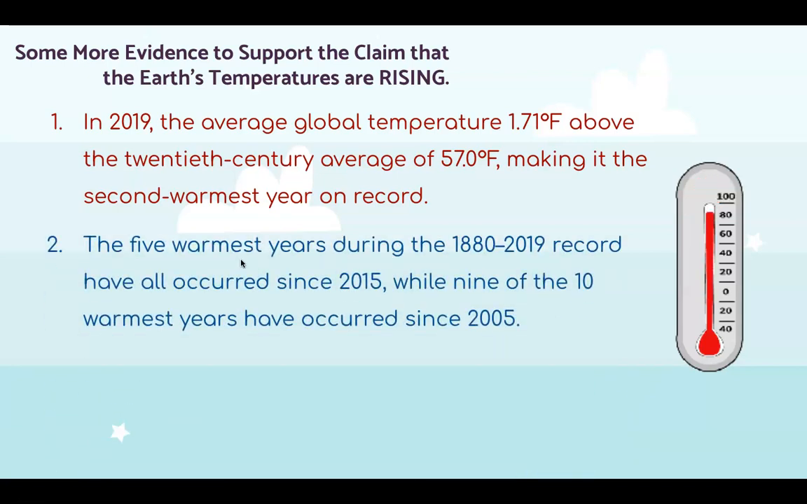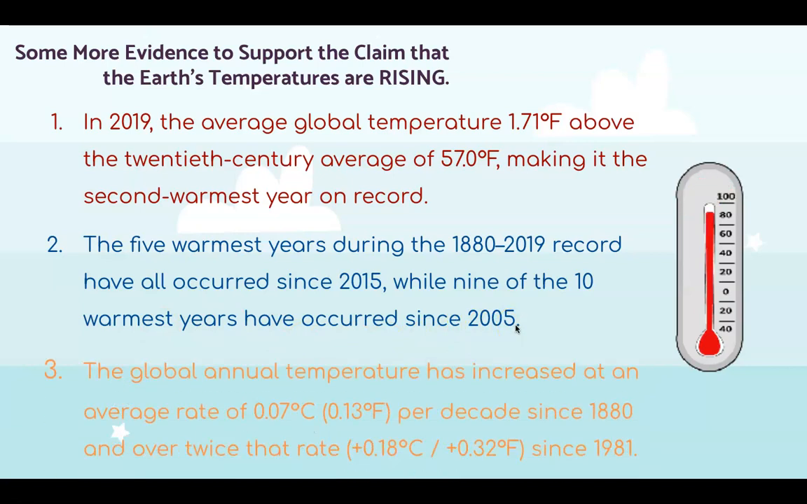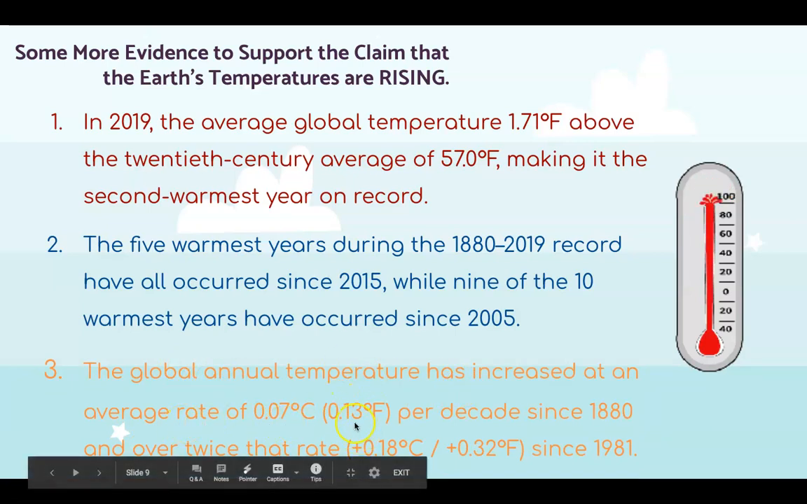The 5 warmest years between 1880 and 2019 have all occurred since 2015. 9 of the 10 warmest years have all occurred since 2005. And finally, the global annual temperature has increased at an average rate of 0.1 degrees Fahrenheit per decade since 1880. And then starting in 1981, it's been increasing at twice that rate, about 0.3 degrees Fahrenheit.